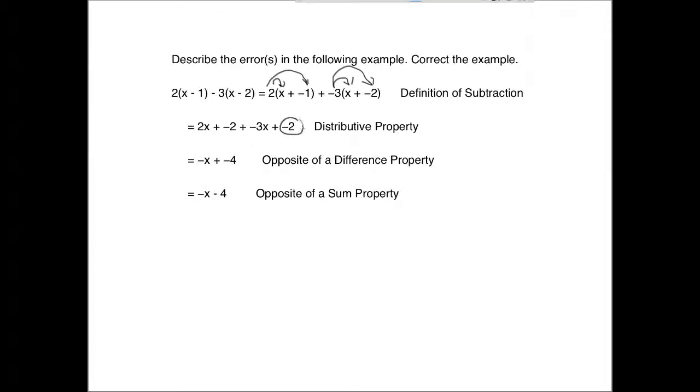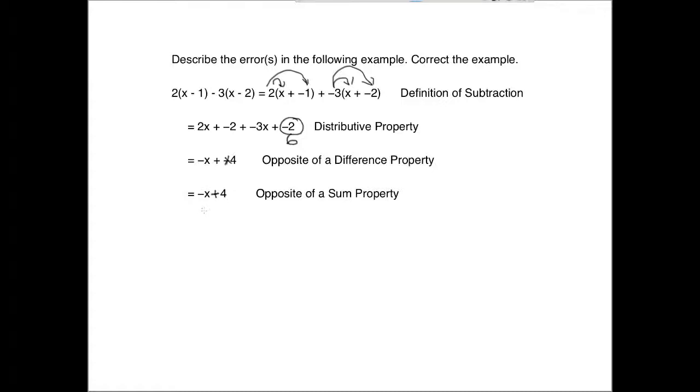They just carried this down and forgot to apply the distributive property to all of the terms inside of the parentheses. So what's this going to be? Negative 3 times a negative 2 is going to be 6. So our x's were okay. A negative 2 plus 6 is going to be just 4, which means this will be a plus 4. So here we've got it. We've figured out what happened.